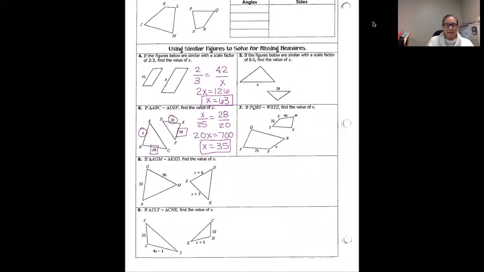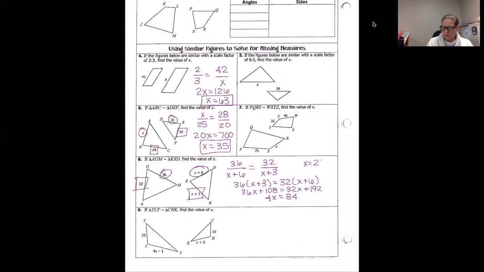Problem number 8 is done the same way. So GM and XD are going to be one ratio. And then AG and KX will be the other. So 36 times X plus 3 is equal to 32 times X plus 6. 36X plus 108 equals 32X plus 192. 4X is 84. So X is 21.